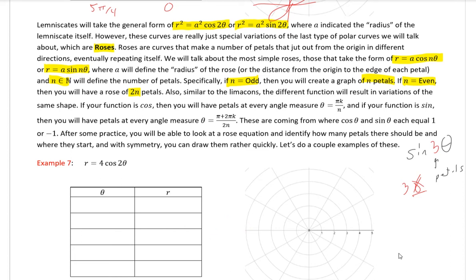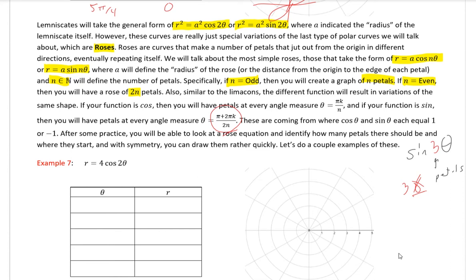If we extrapolate on that, and then we divide by what n is, so instead of just pi times k, where k is an integer, you have pi times k divided by n, that's going to tell you where every petal is going to be. And for sine, it would normally be where pi halves plus pi k, but then you divide that by n, and you get that you're going to have petals everywhere where that happens.